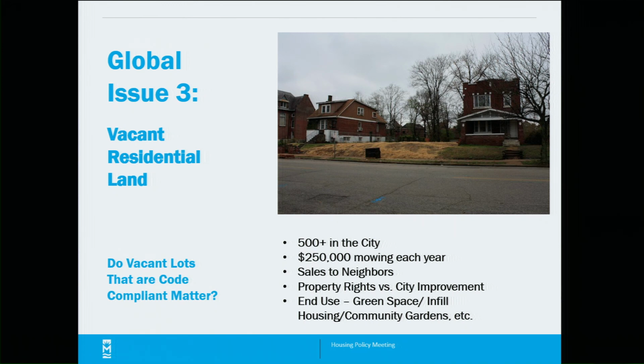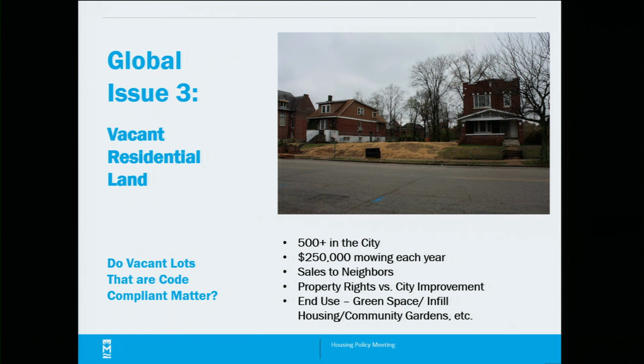Over the last 10 years, we've demolished about 500 houses in the community, which means we have 500 vacant residential lots. We sell, I'm guessing, 8 to 10 of them a year-ish to people for their side lots, to let them expand their yard for their family. The rest of them we are mowing at a cost of about $250,000 a year.